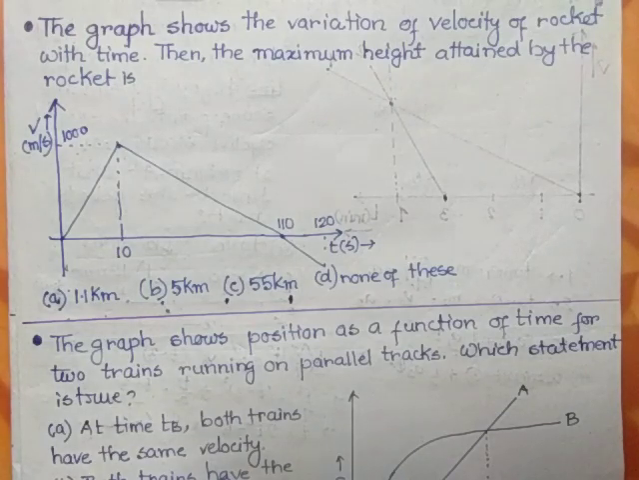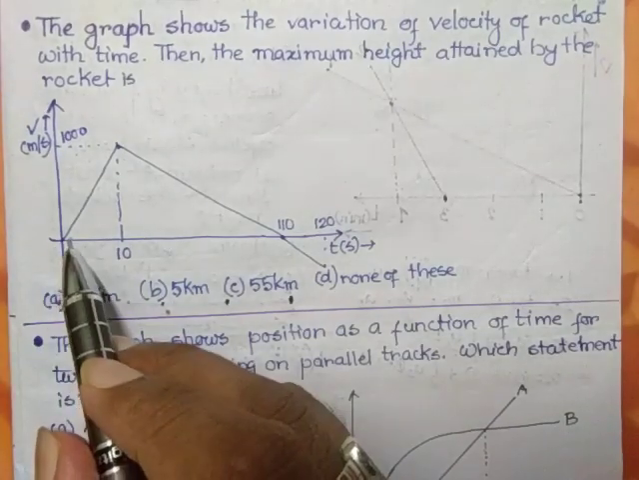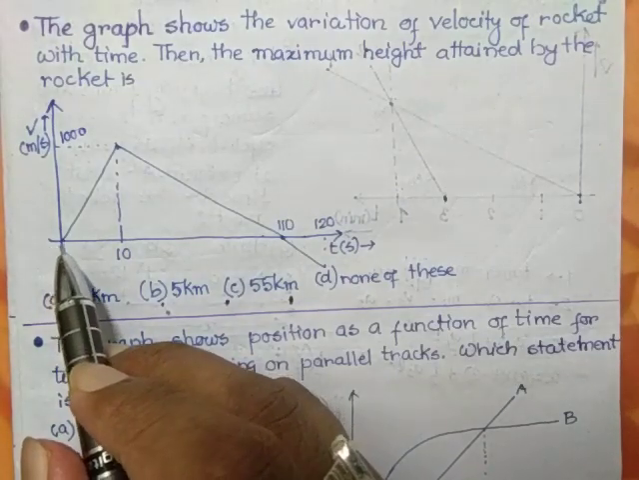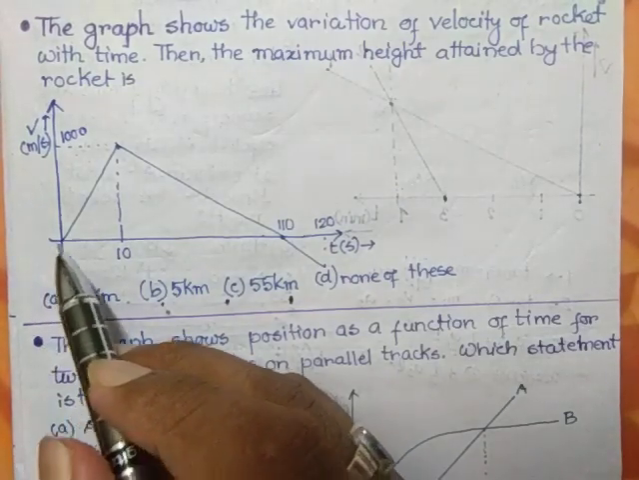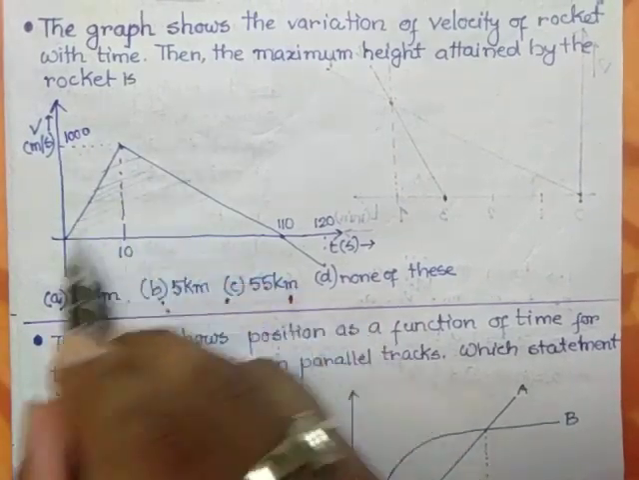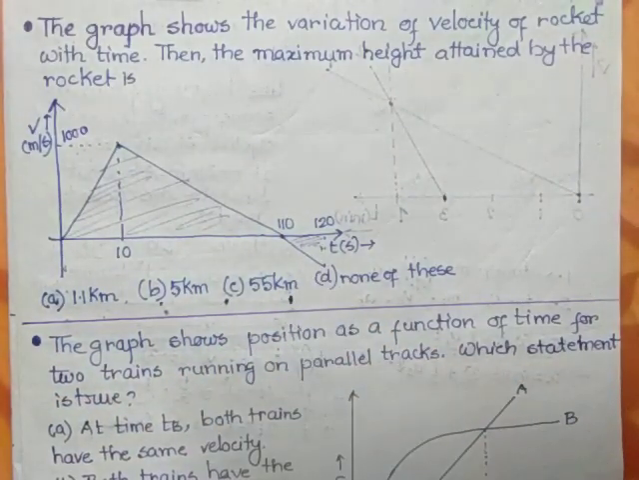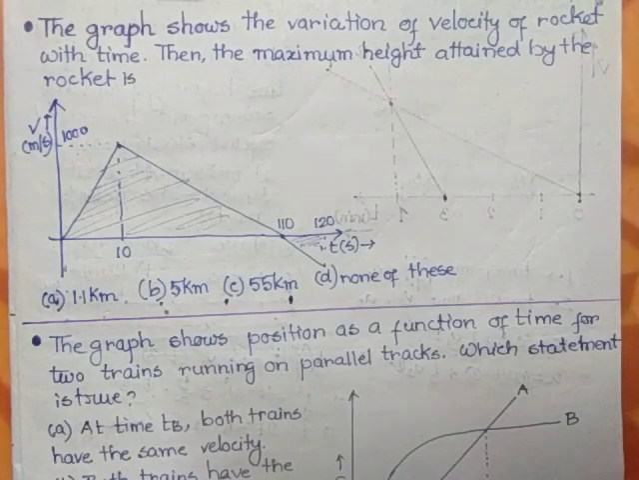The next is that the graph shows the variation of velocity of a rocket with time. What is the maximum height obtained by it? Obviously it is the velocity versus time graph, but it is talking about the maximum height, which means it is talking about the displacement. And since it is talking about the displacement, we calculate the area of this velocity versus time graph.